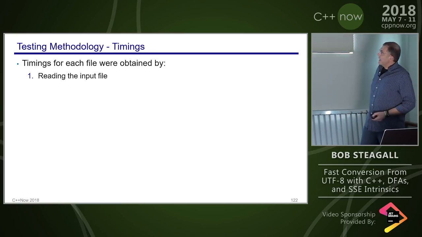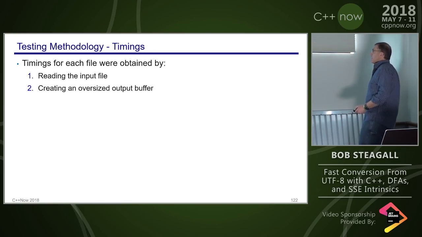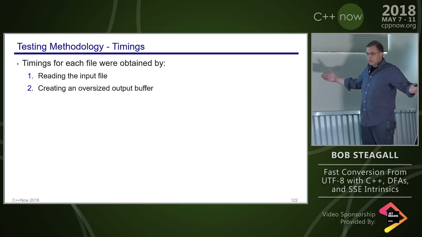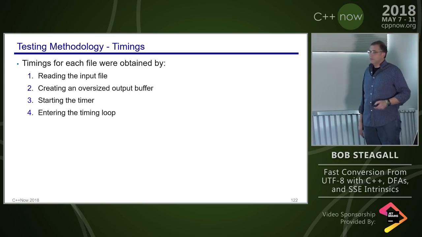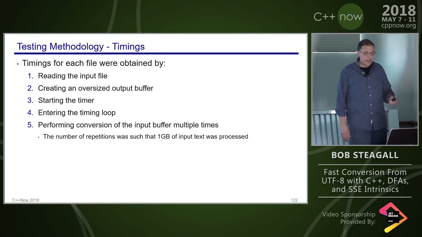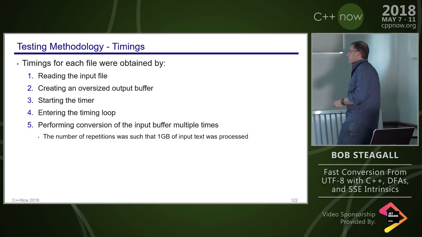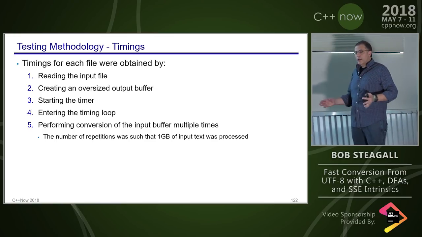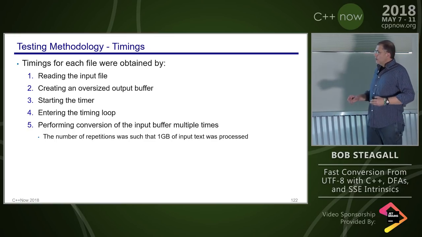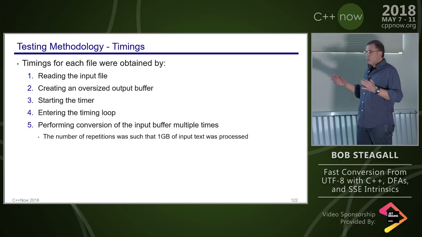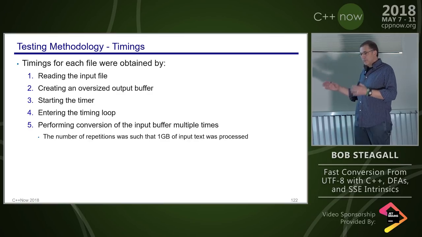And timings were gathered as you might expect: by reading the input file, creating a buffer that I knew was bigger than needed for the output, starting a timer, entering the timing loop, performing conversion of the input buffer multiple times. And the number of times an input buffer was converted was determined by dividing 1 gigabyte by that size.